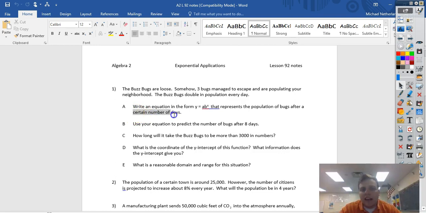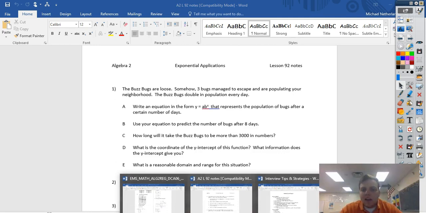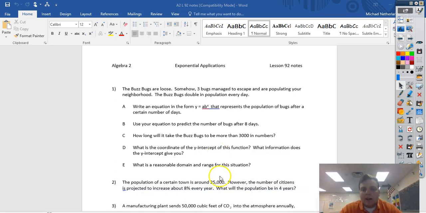Okay, so first off, it says after a certain number of days. Alright, so that's going to be your x. So we want to leave x as x. So basically what it's saying is we want to fill in a and b. A, for most exponential situations, a represents your starting amount. B is the rate at which you are increasing. Okay, and you can see this on the formulas page.